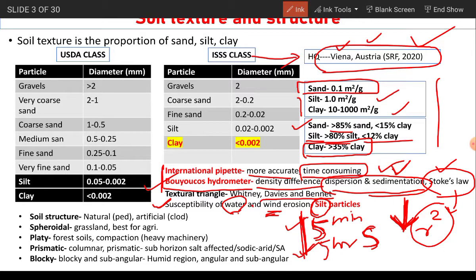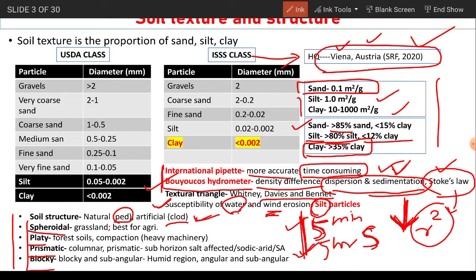Then comes the soil structure. There are different types of soil structure. When it is natural, it is called peds. When it is artificial through different cultural practices, say tillage operation, it is called clod formation. You might have heard it, clod formation. Then the classification of soil structure goes like this: there are four classes: spheroidal, platy, prismatic, and blocky.